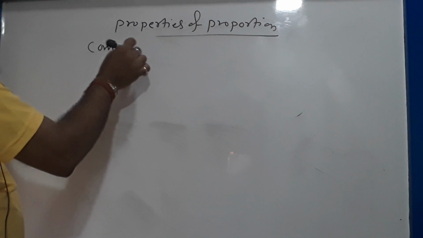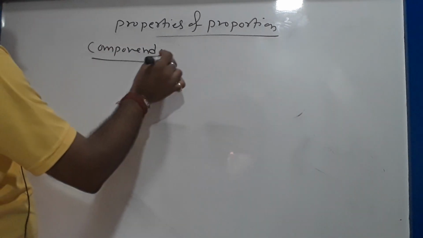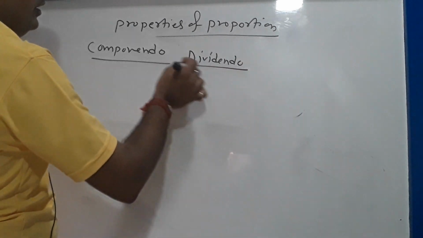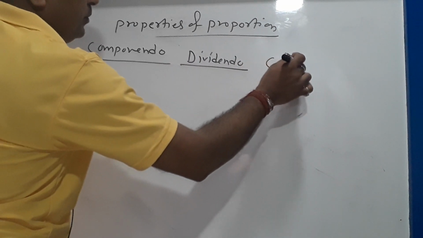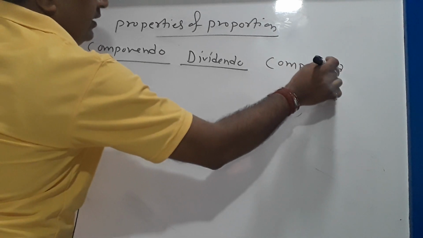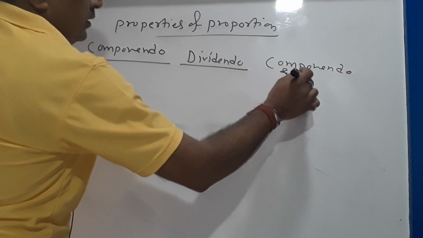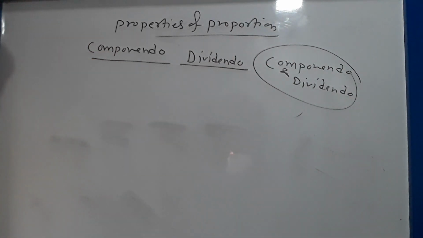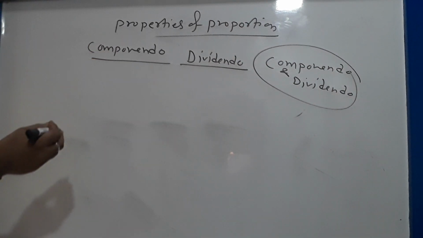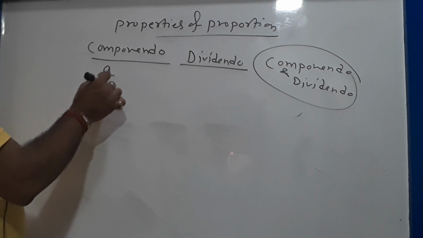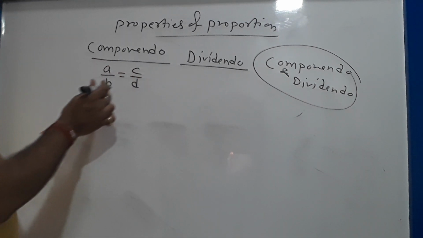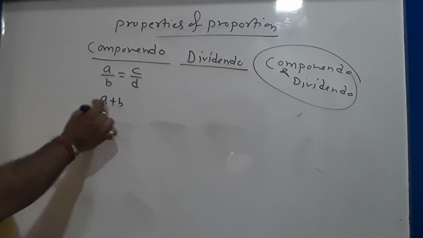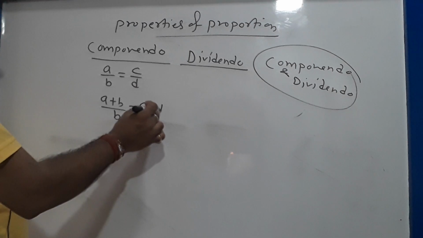Componendo and dividendo both. Let us see. Componendo: A upon B is equal to C upon D. In componendo what do we do? We add denominator in the numerator. (A plus B) upon B is equal to (C plus D) upon D.